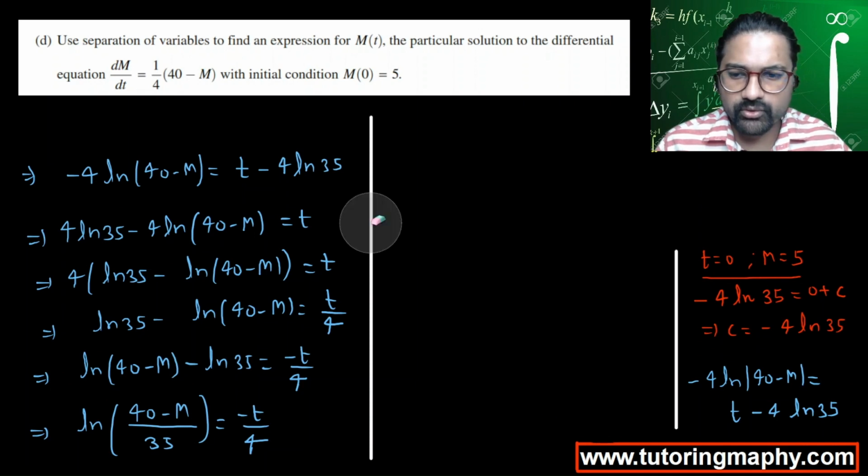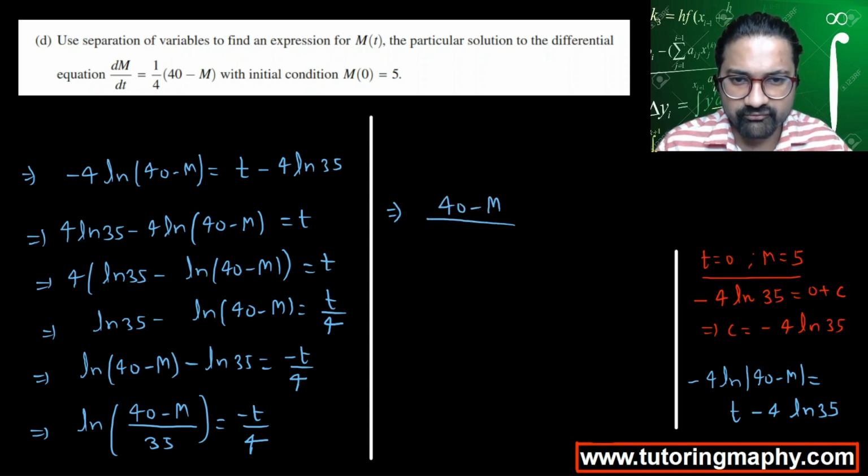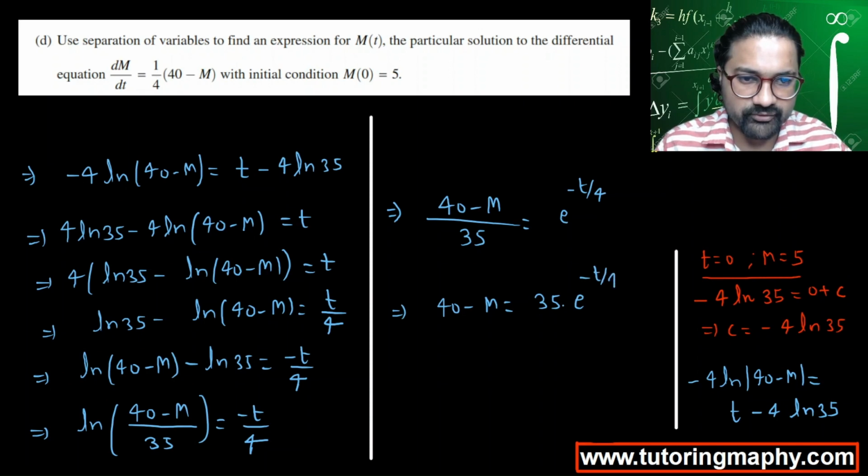Okay. So, how to take anti-log on both the sides? We just keep the inside guy as it is. So 40 minus m over 35 remains as it is. And the other side is just raised to the power of e. So this is e raised to negative t over 4. Multiplying 35 on both the sides, we have 40 minus m is equal to 35 times e raised to negative t over 4.